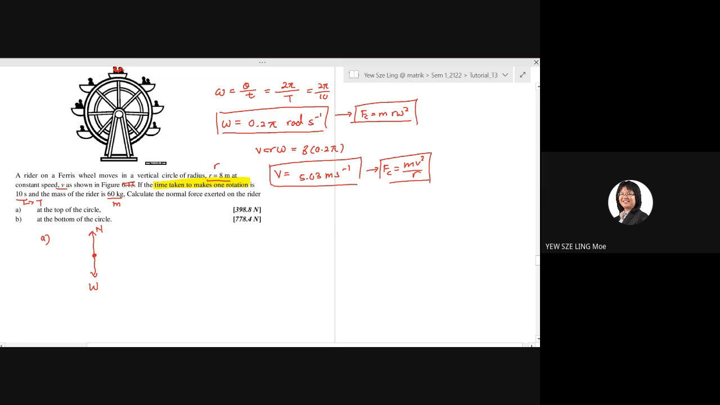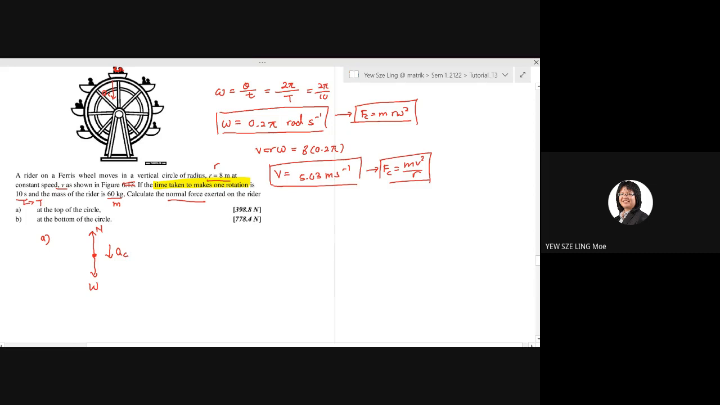And when the person is located at the top of the circle, the direction of ac is going down. So I have ac pointing downwards. Next, what are we going to do? You want to calculate normal force. Normal force is lying on the y component. So y component, we have ac. It means our Fc is happening along the vertical component.